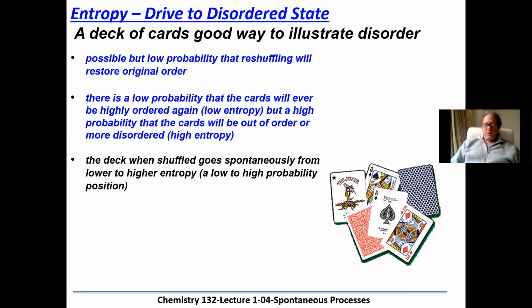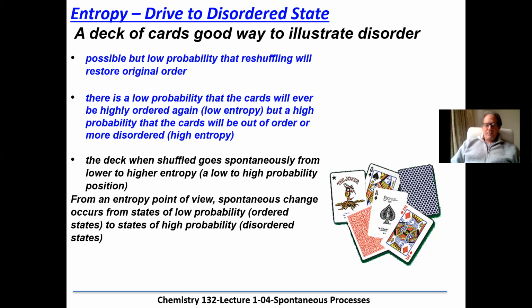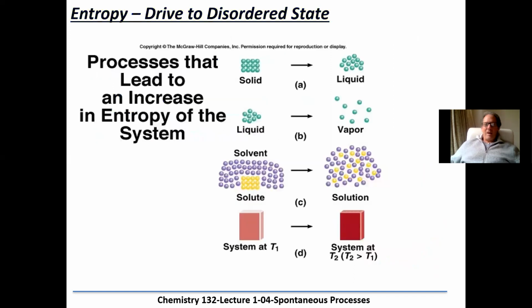So the more disordered the state, the higher the entropy. The less ordered the state, the lower the entropy. When you first got it, the deck of cards was highly ordered and had a low entropy. As you shuffle it, the disorder of the state of the system, in this case the deck of cards, increases over time.